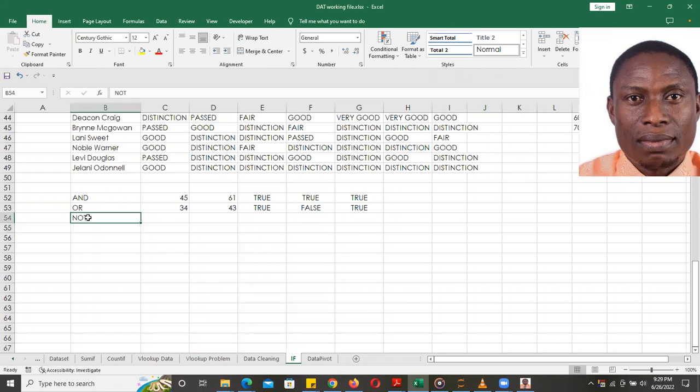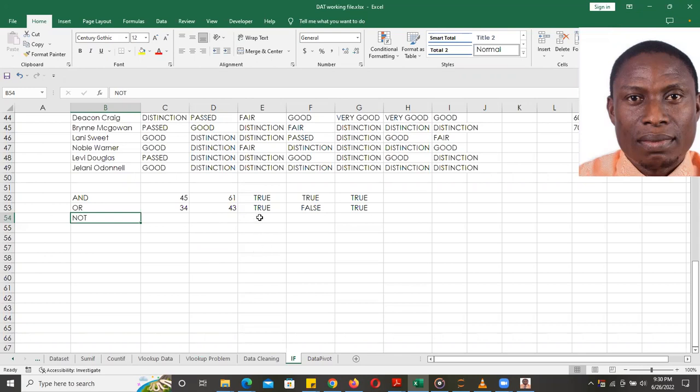Now, the NOT function will always negate the original value. How do I mean? The NOT function will always give you the opposite of the value you key in. If it's true for NOT, then the output will be false. If you key in false, then the output will be true.